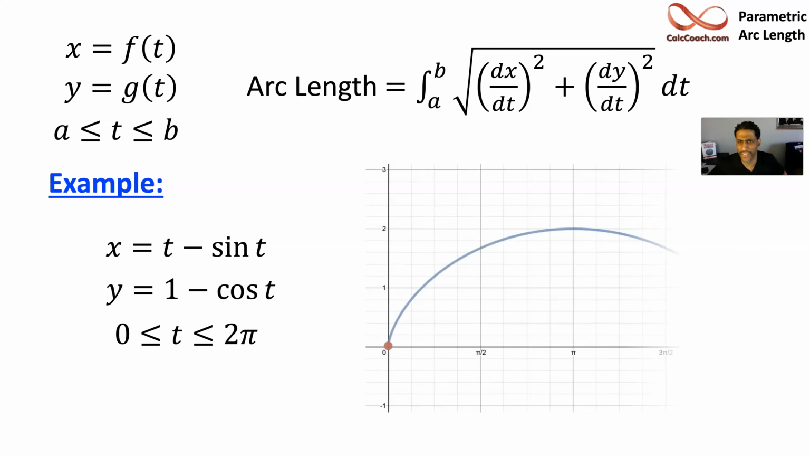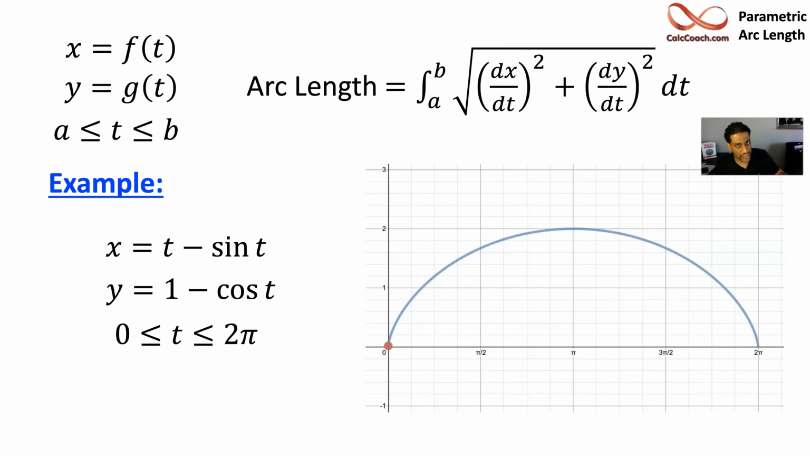Okay, let's take a look at it. So we have from 0 to 2 pi. When t is 0, you'll see that x and y are both 0. You start at the origin. And when t is 2 pi, y is back to 0 again, and x is at 2 pi. So we are interested in calculating the distance traveled along the curve between these two time values, t.